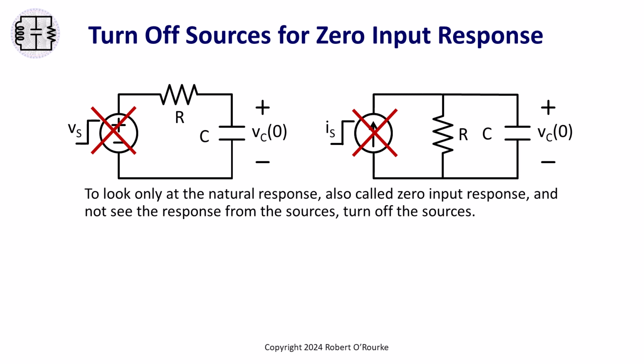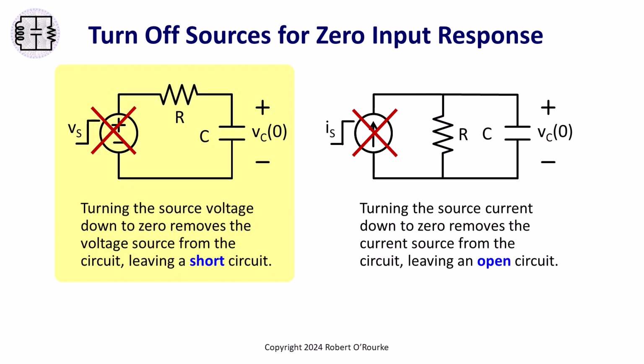The answer is that we first turn off the sources of external current and voltage so that we analyze only the natural response. Turning off a voltage source is equivalent to making the voltage source zero value, which means a short circuit. Turning off a current source is equivalent to making the current source zero value, no current flowing at all, which means an open circuit.